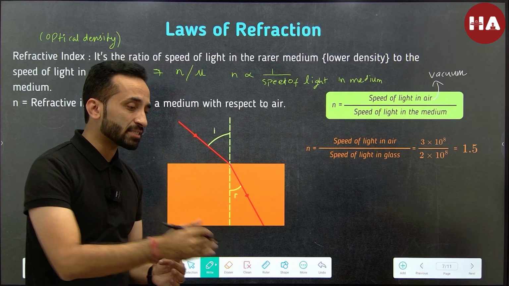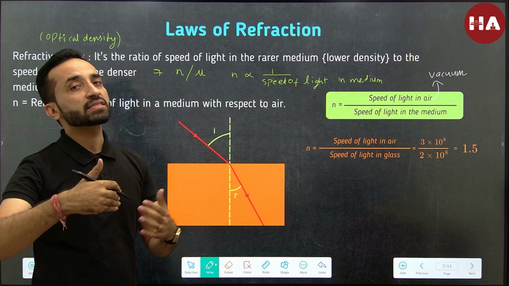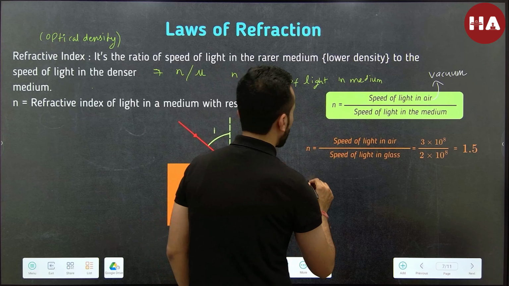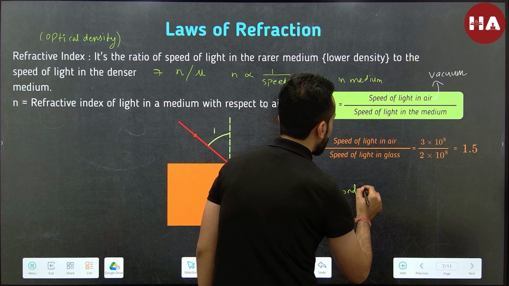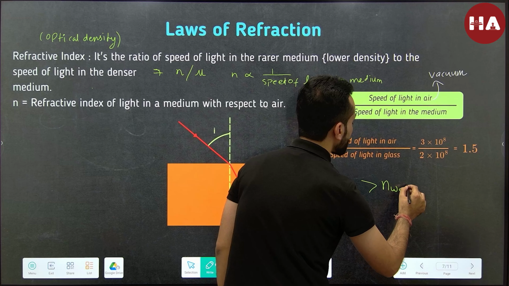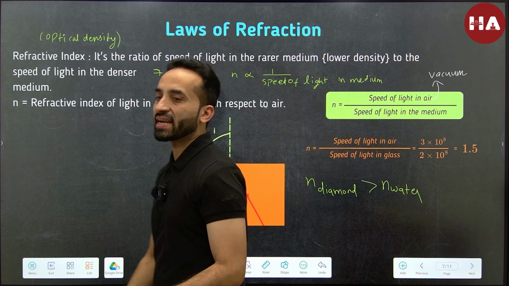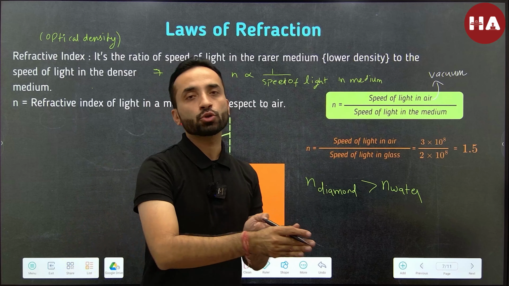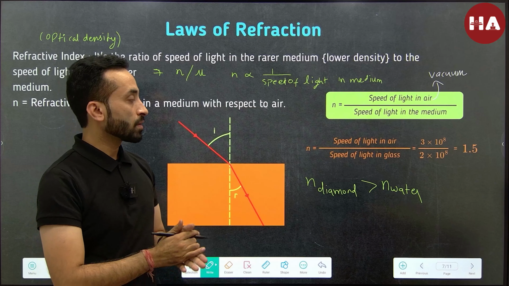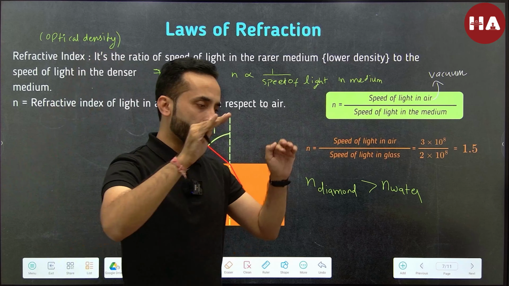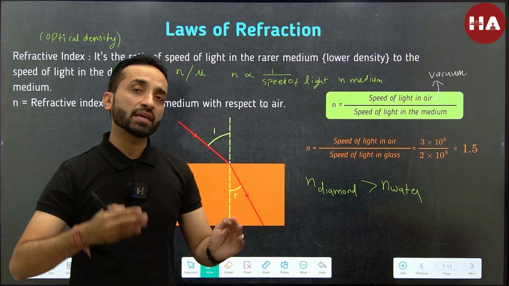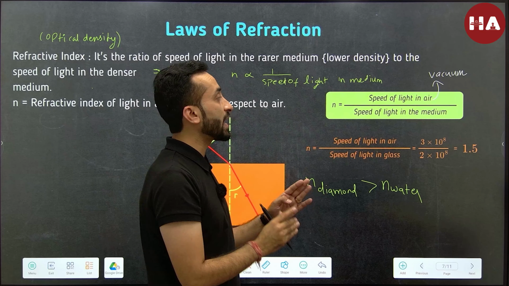If this is less speed of light, then refractive index is more. So, if we say that the refractive index of diamond is more than that of water, we mean that in diamond light is travelling slower, in water it is travelling faster. So, more refractive index means more dense the medium and lesser the speed of light in that medium.